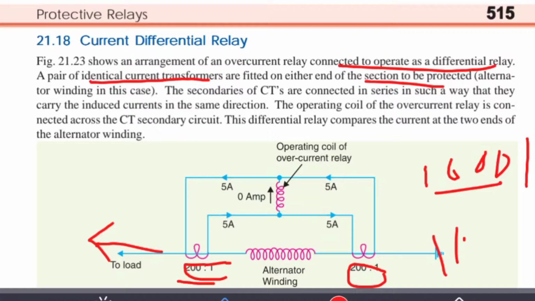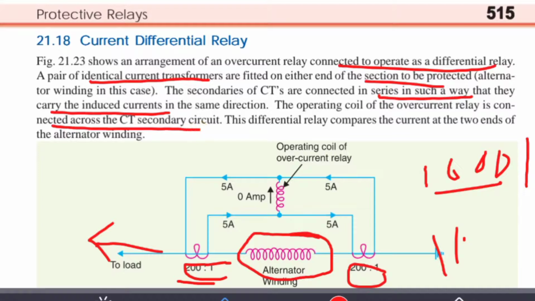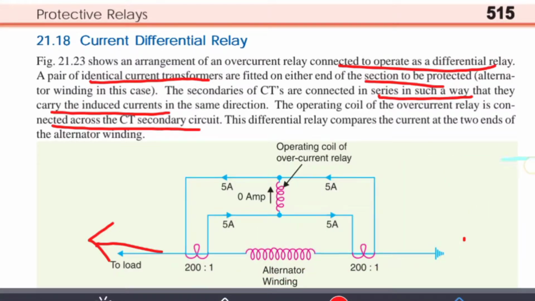When two current transformers are fitted on either end of the section to be protected, which section is to be protected? We have to protect the entire winding of the alternator. The secondaries of the CTs are connected in series in such a way that they carry the induced currents in the same direction. The operating coil of the overcurrent relay is connected across the CT secondary circuit.